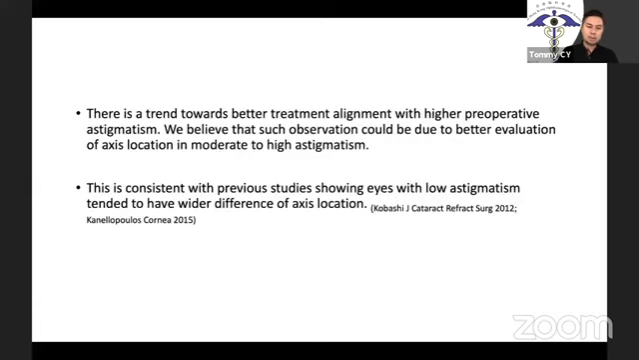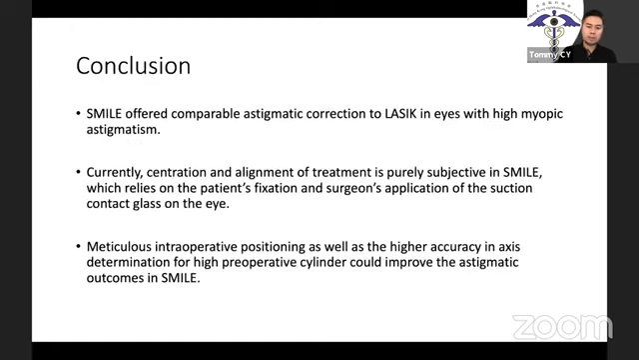Mind you, there is a trend towards better treatment alignment with higher preoperative astigmatism, and we believe this observation could be due to better evaluation of axis location, usually in moderate to high astigmatism. This is also consistent with previous studies. So in conclusion, SMILE offers comparable astigmatism correction to LASIK in eyes with high myopic astigmatism, and the centration and alignment of treatment is purely subjective in SMILE.